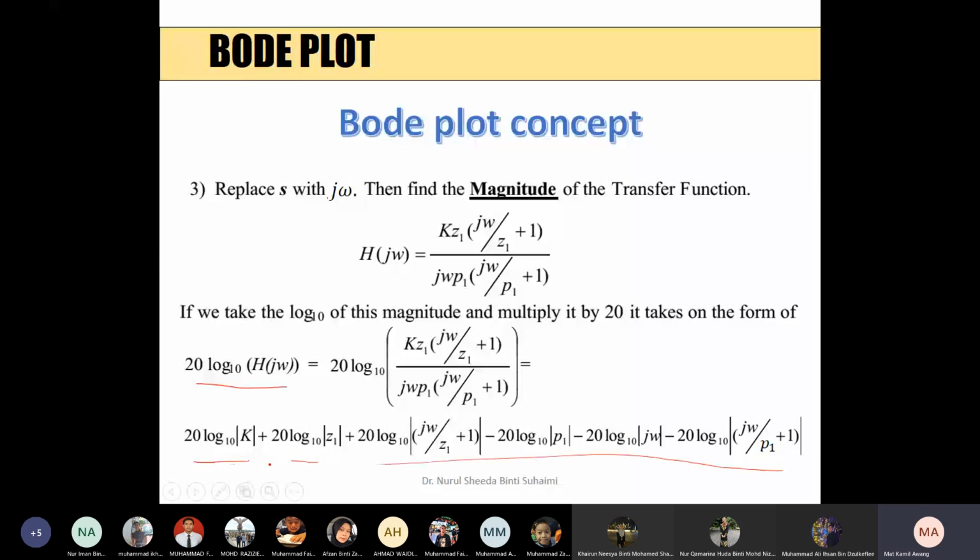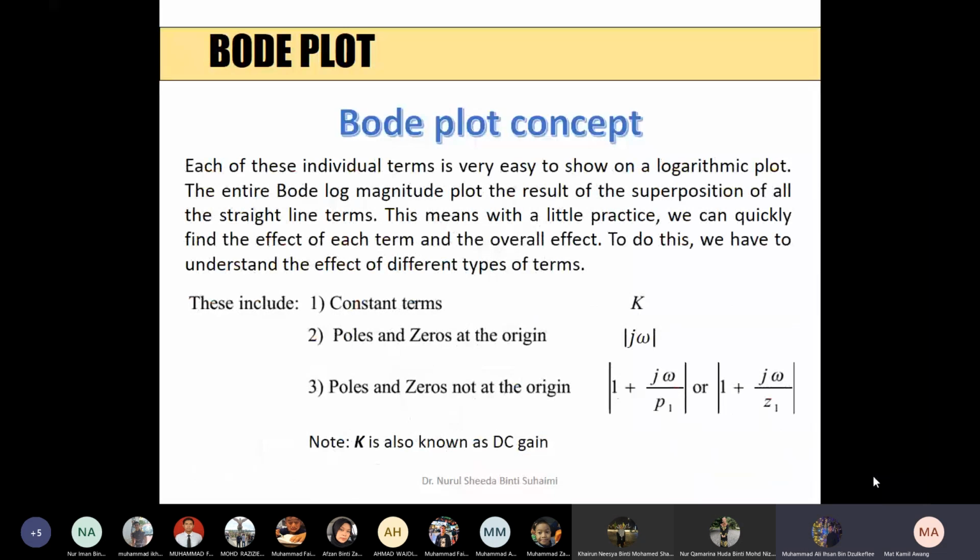So that is then you can plot this. Each of these individual terms is very easy to show on the logarithmic plot. The entire Bode log magnitude plot is the result of the superposition of all the straight lines. Remember, in class I gave an example where you add all the signals, the unit step and the ramp function. That concept is used in the plot, where you just add.